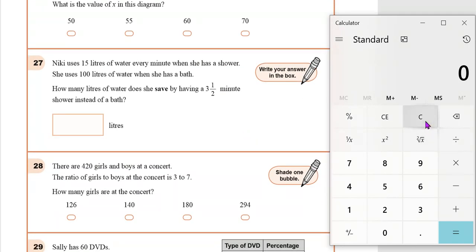27. 15 litres of water when she has a shower, 100 litres when she has a bath. How many litres? 15 litres of water every minute. How many litres does she save by having a 3.5 minute shower instead of a bath? Well, there's 3.5 minutes, and this is how many litres of water every minute. So she has 52.5. You just do your 100, take 52.5. And 47.5 is your answer, how much water she ends up saving.